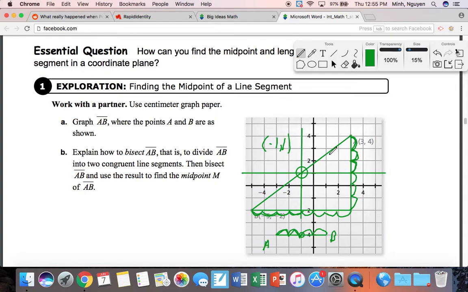So the midpoint between -5, -2 and +3, +4 is -1, +1. I'm going to erase some of this so you can see it. And these formulas are going to help us find the midpoint just using algebra without having to count, just using these numbers to get those numbers.